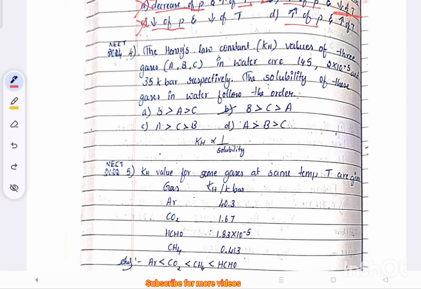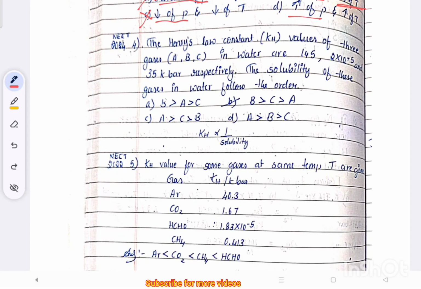Got it. Then next, the Henry's law constant values of 3 gases A, B, C in water are 145, this is A's KH value, then 2 into 10 to the power of -3, B, 35 is C. Respectively, the solubility of these gases in water follows the order.